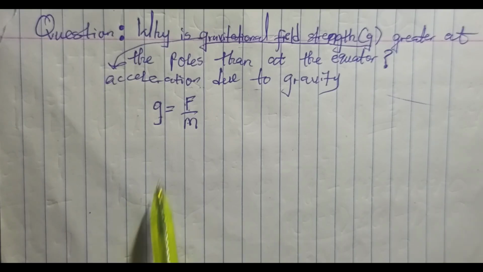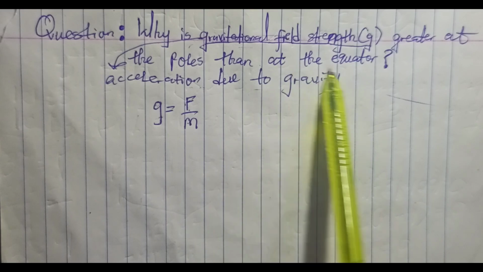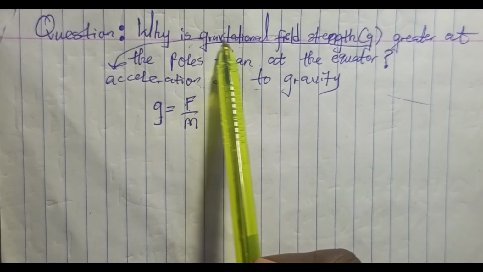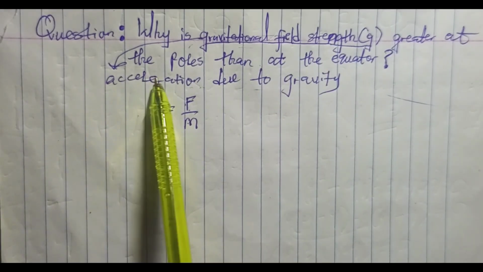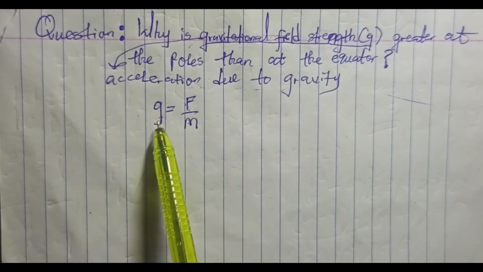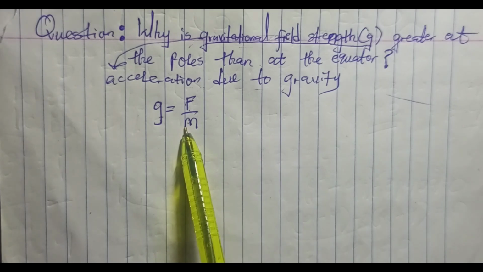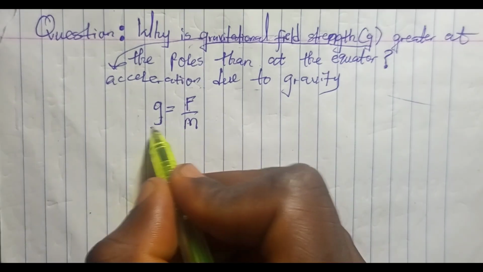The question we have today says, why is gravitational field strength g greater at the poles than at the equator? Now, another name for gravitational field strength is acceleration due to gravity. And in physics, we are told that acceleration due to gravity, g, is seen as force per unit mass. Does it make sense? Now, they're asking you, why is this?